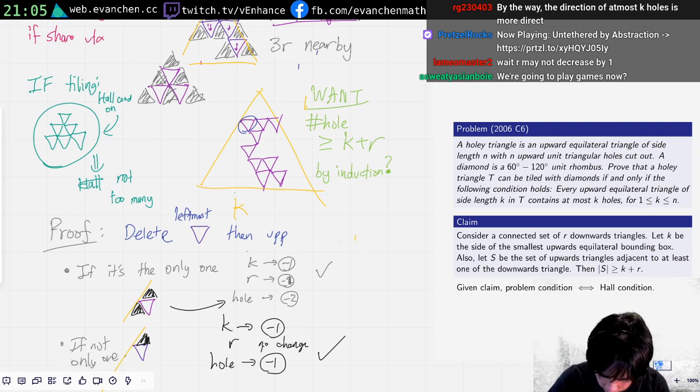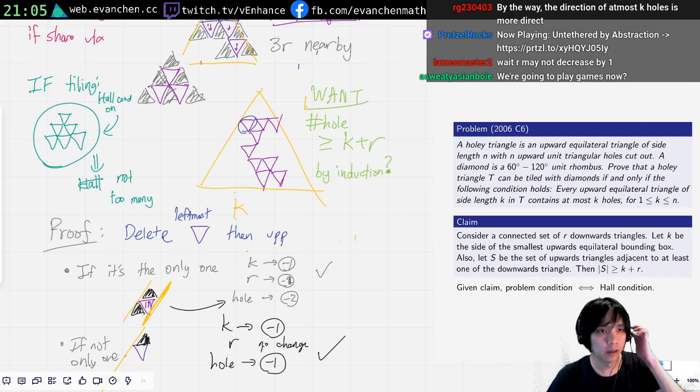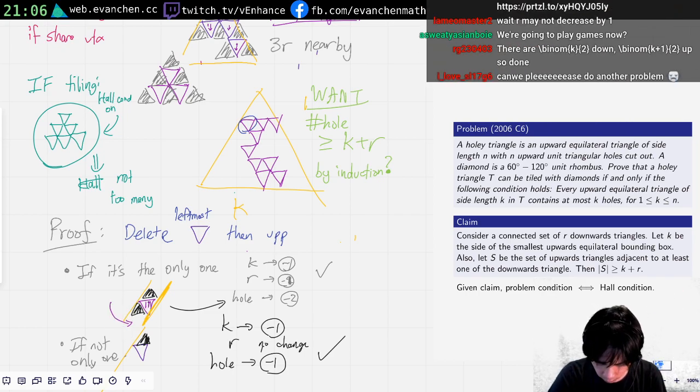like if there's only one purple triangle here, then you kind of just take it out, right? And then you can move the yellow one down by one.